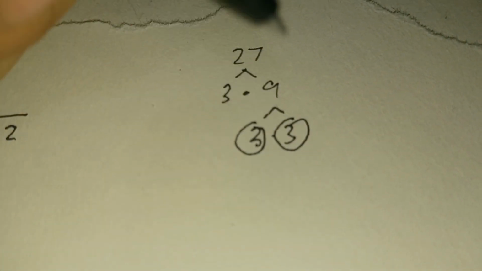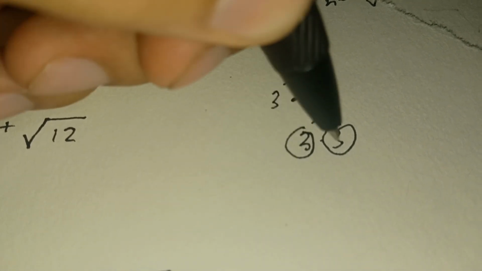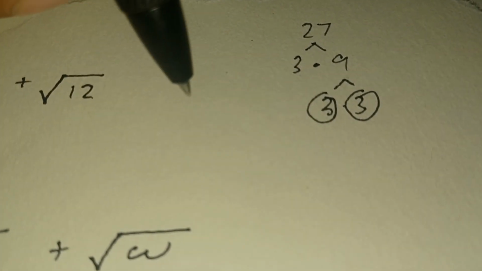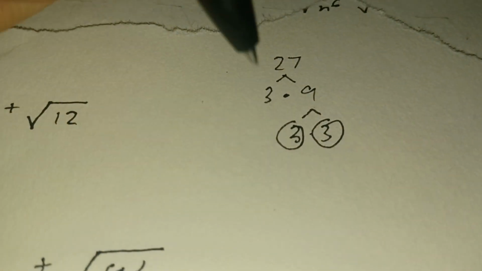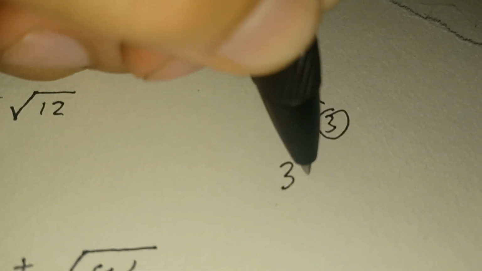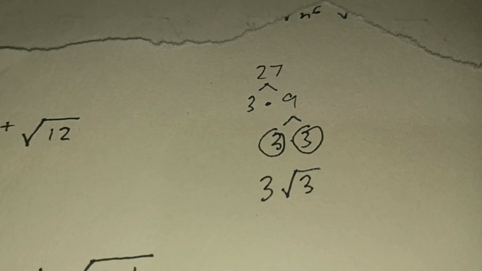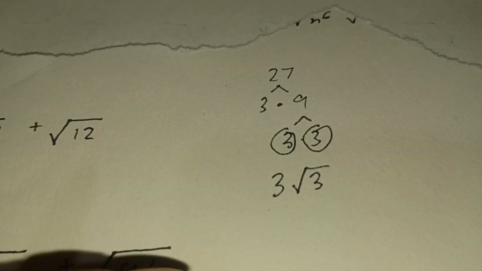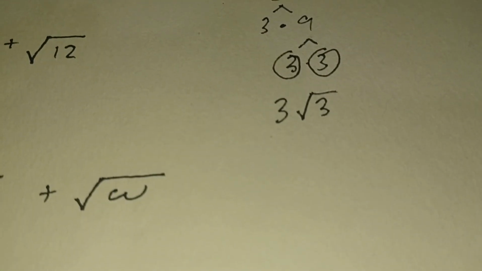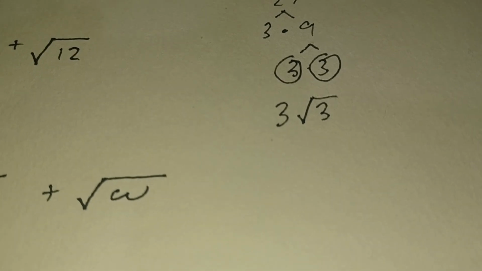So this translates to 3, let me write it here, 3 times the square root of the lone number 3. So the square root of 27 literally equals 3 times the square root of 3.